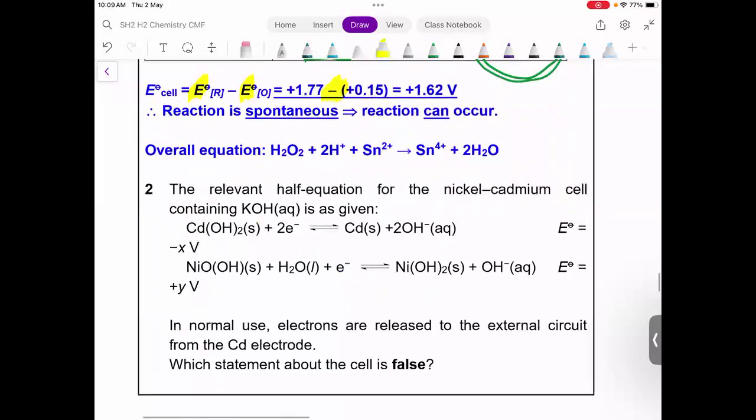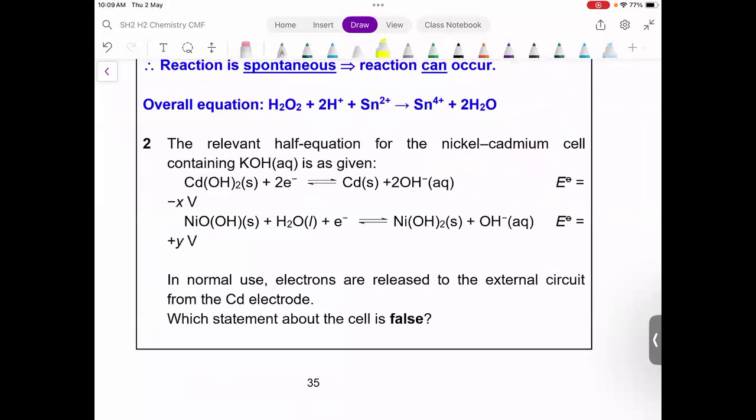Okay, so let's look at question number 2. Electrons are released to the external circuit from the cadmium electrode. Is this piece of information important? What's the significance of this piece of information? Cadmium is the anode, because it's the source of electrons. Electrons are released, so being the source of electrons, it must be the anode. Anode means it must undergo oxidation. So this will be the cathode undergoing reduction.